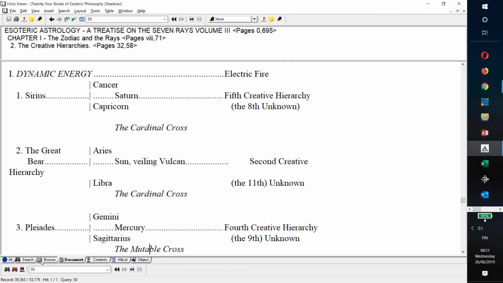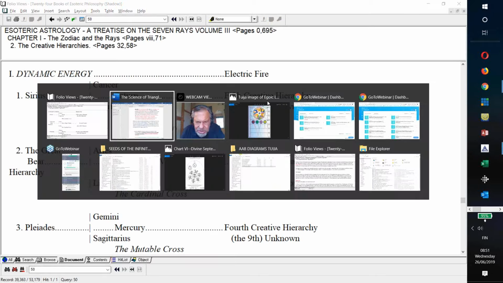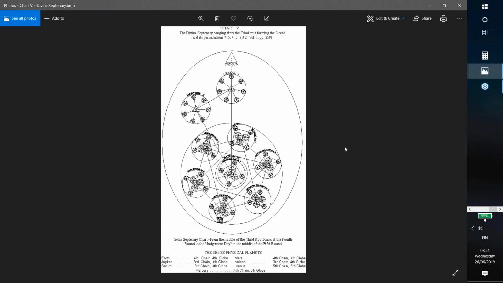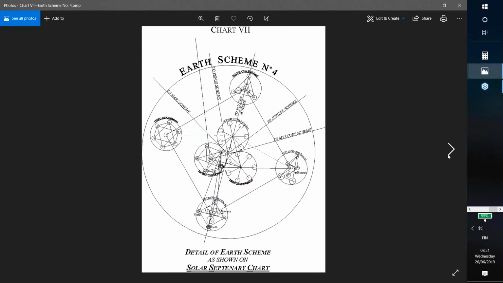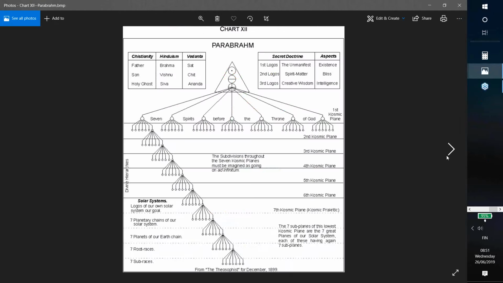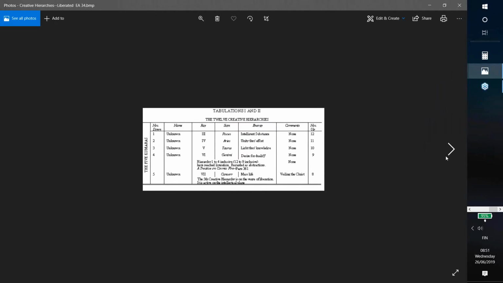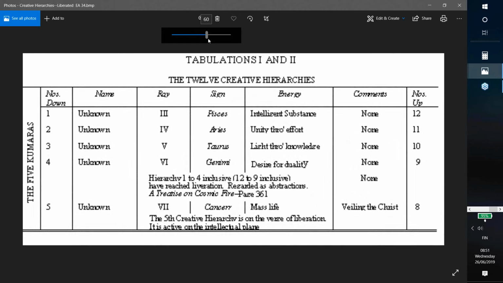Gemini and Sagittarius are ruled by Mercury. And the fourth creative hierarchy, these are liberated hierarchies. In other words, when we're talking about where this energy comes from to us, after it leaves the main source, what we're talking about is the following. These, okay? These are the ones we're talking about.